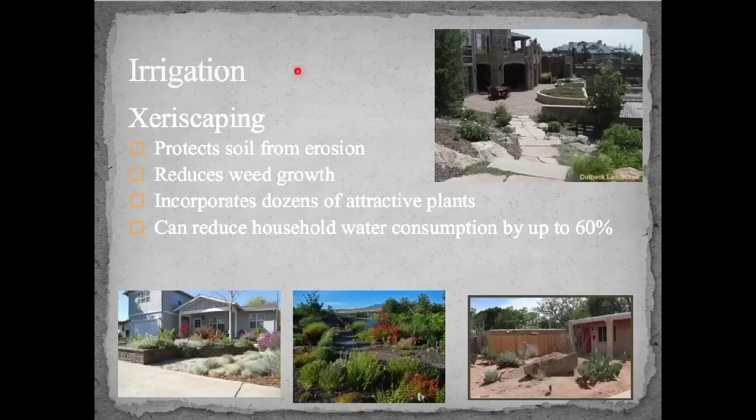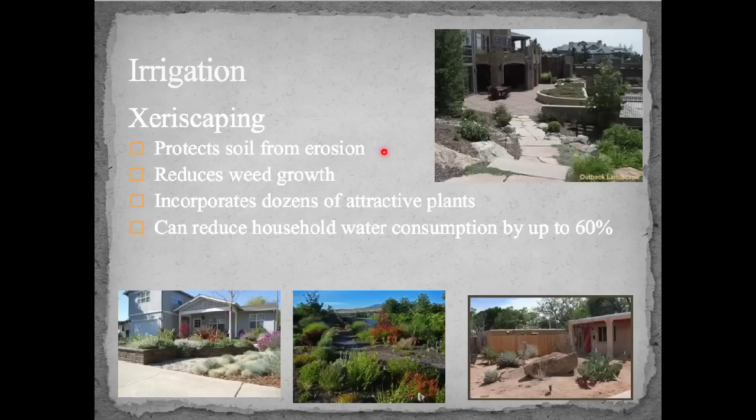So one of the big water uses per individual or household is for irrigation. And one way to prevent this consumption of water is by using this type of landscaping called xeriscaping. What xeriscaping does is it uses rocks and plants that need very little water for landscaping. And this will actually reduce up to 60% of water bills and 60% of water consumption.